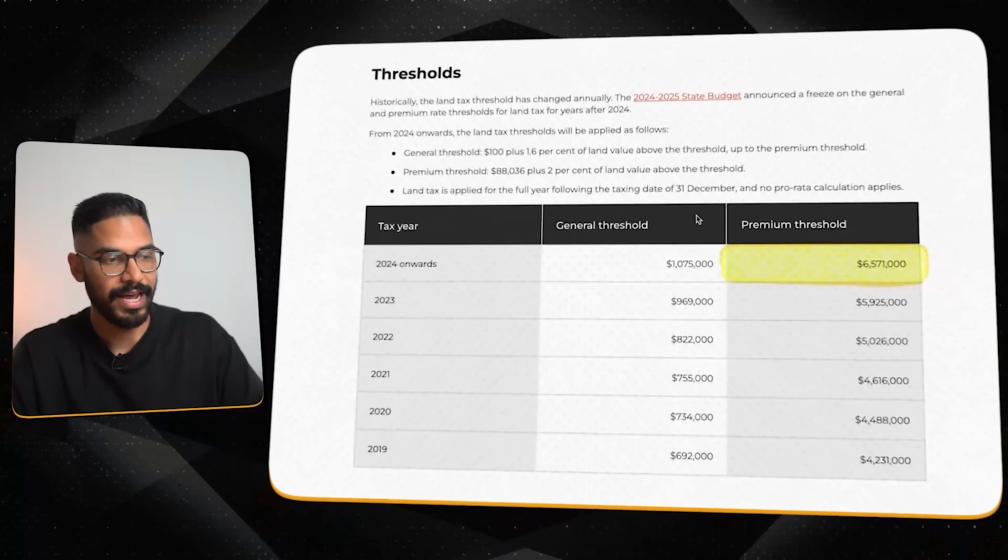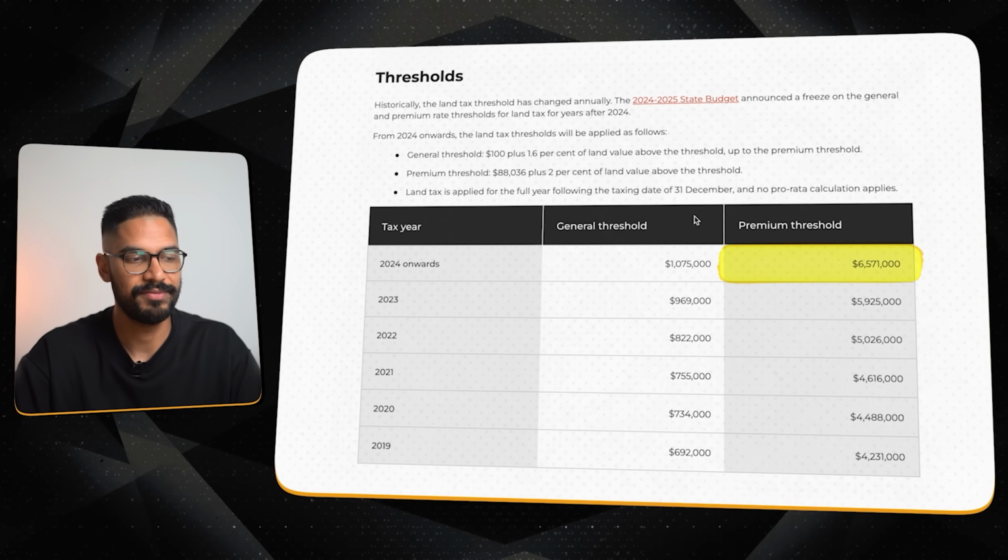But let's say you go and have 2 properties and the land value equates to $1.1 million. You would then have to start paying land tax, an additional cost that will start affecting your actual cash flow. And what they have there as the premium threshold is above 6.571 million. There's going to be very few people watching the channel that are in that boat, but it's just important to note that there are those two thresholds.